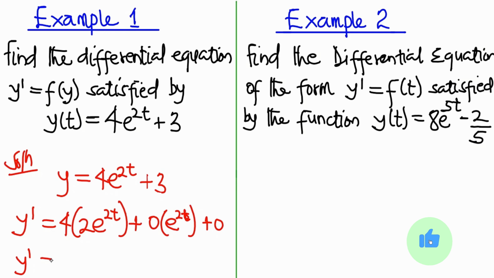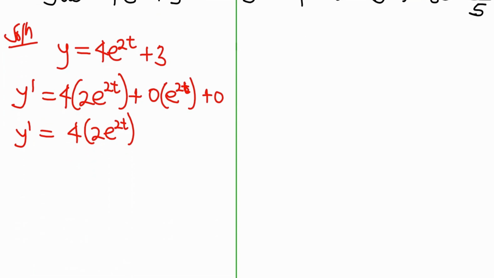So which means that our y prime is equal to 4 multiplied by 2e^(2t), and the rest gives us 0. Now we continue and we can see that since multiplication is commutative, we can rewrite this as 2 multiplied by 4e^(2t), and we call this equation 1. We just interchange the position of 2 and 4, so we call this equation 1.